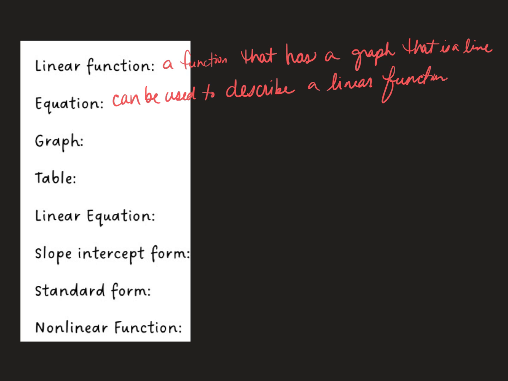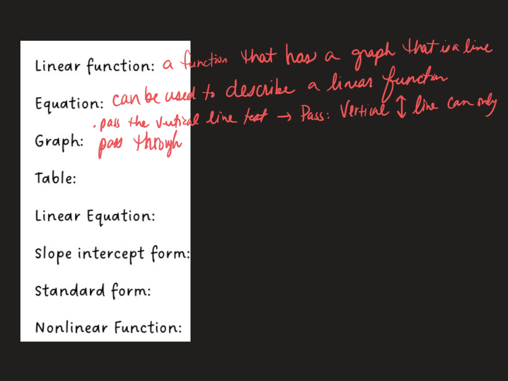Then as I look at these, if you have a graph, remember, how can you tell if you have a function? It has to pass the vertical line test. Now, to pass a vertical line, remember vertical is this way, can only pass through the graph once. If it passes through twice, then it fails the vertical line test. For a table to be a linear function, then you have to have no x values repeating.